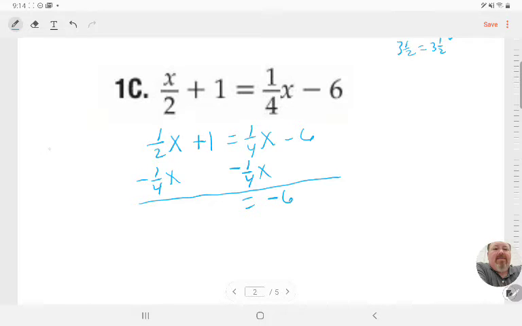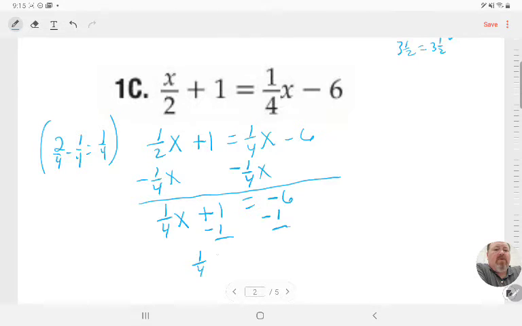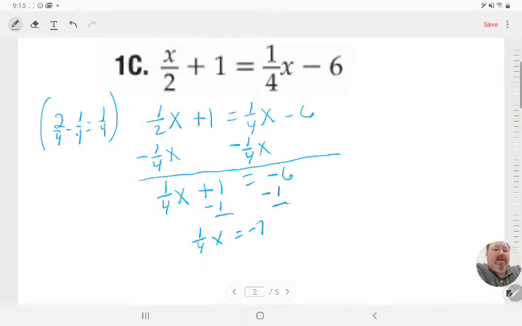So 1/2 would be 2/4, and 2/4 minus 1/4 is going to be 1/4. Okay? So that leaves me with 1/4 x plus 1. Now I subtract 1 from both sides, and that's going to give me 1/4 x equals negative 7. I then have to multiply both sides by 4, and then that's going to give me x equals negative 28.